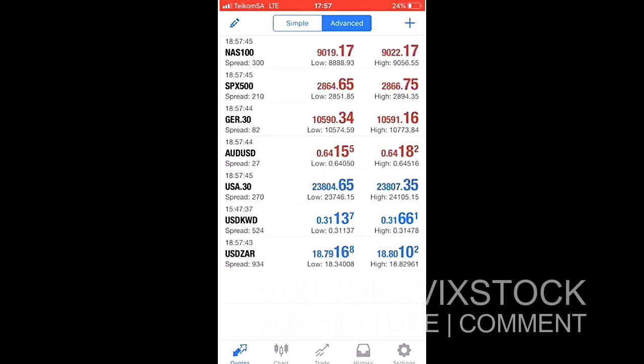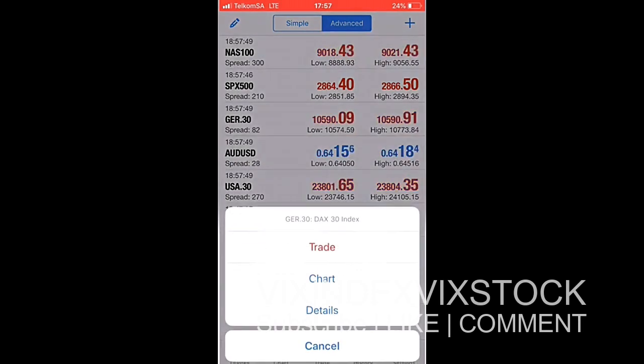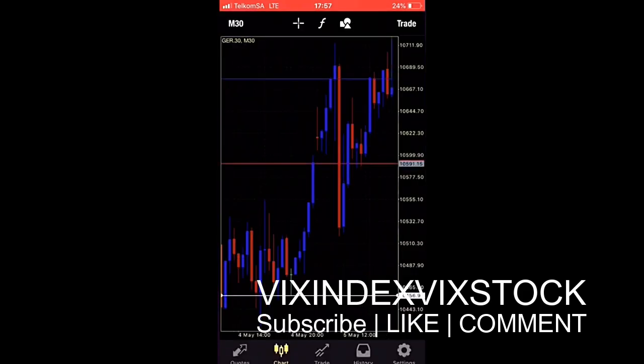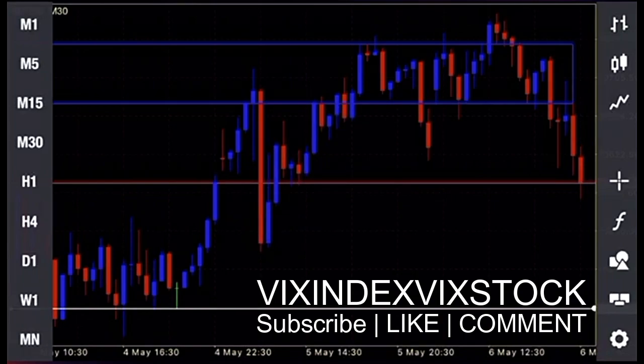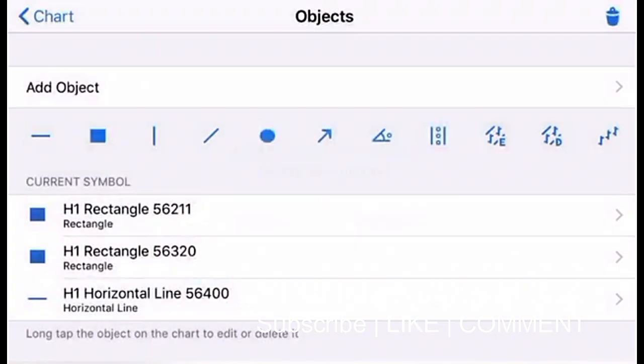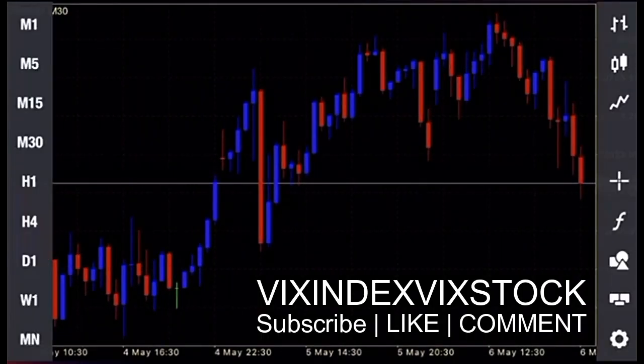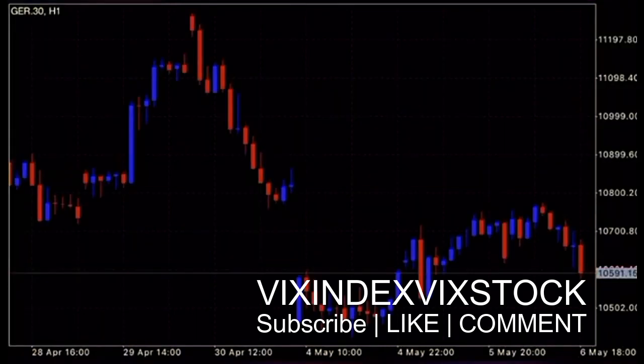So before you analyze Nasdaq with institutional strategies, you just come here at the German 30. You can see there's a pair written German 30, GER.30. You open that pair and then change your time frame to H1. So normally this is what is happening.